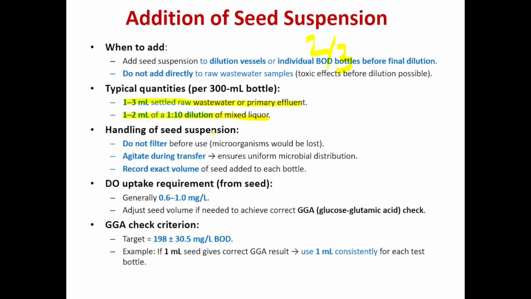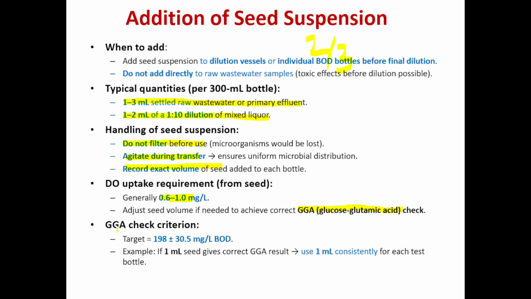Handling of seed suspension. Don't filter seed before use. Agitate during transfer to ensure uniform microbial distribution. Record the exact volume of seed added to each bottle. And the DO uptake requirement from the seed should generally be in a range of 0.6 to 1 mg per liter. Adjust seed volume if needed to achieve the correct GGA, that is glucose glutamic acid, check.